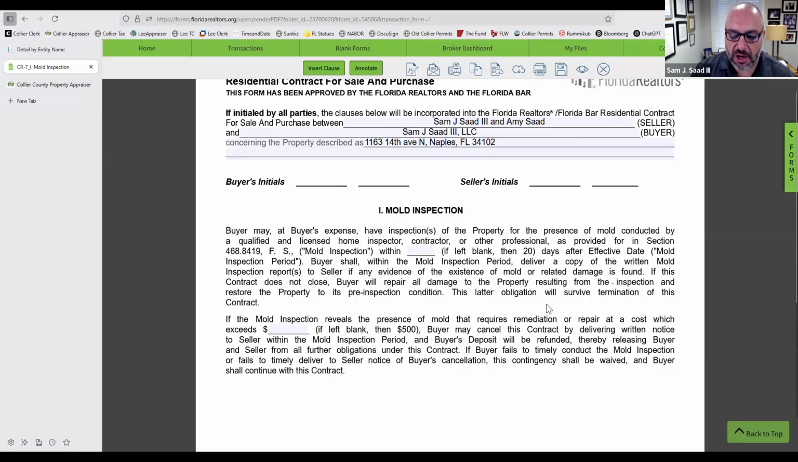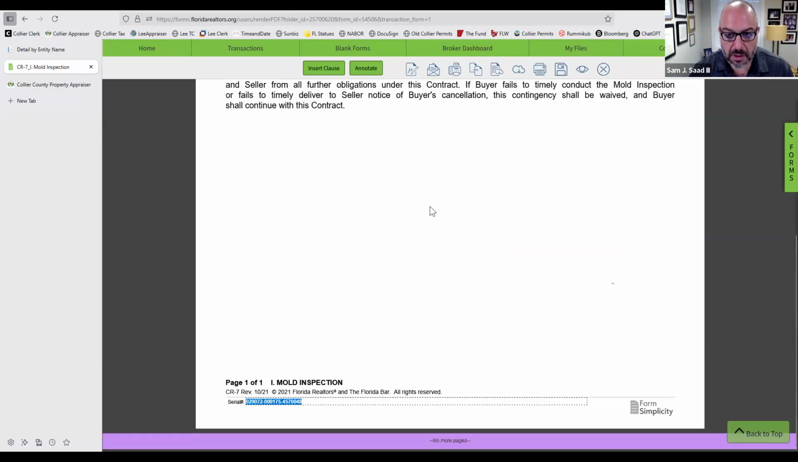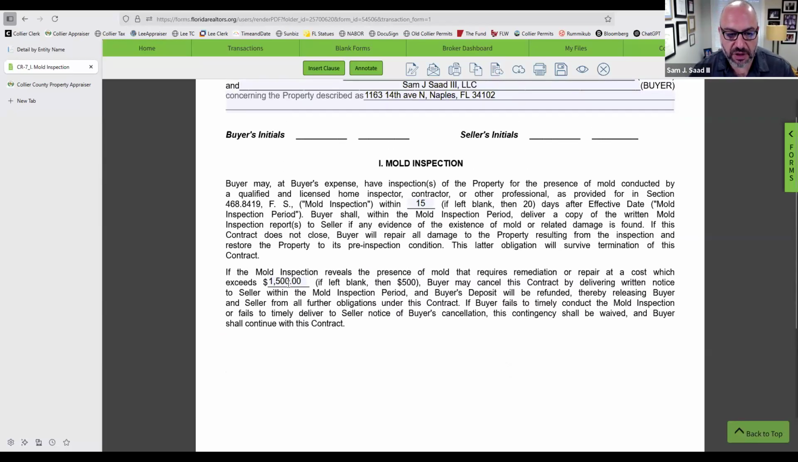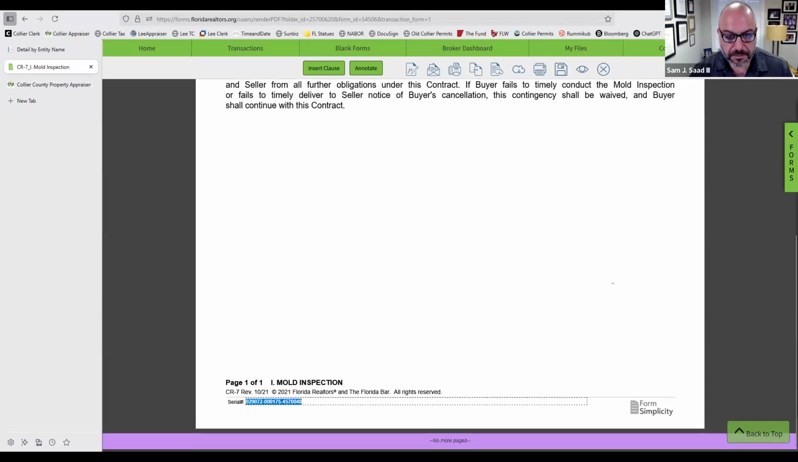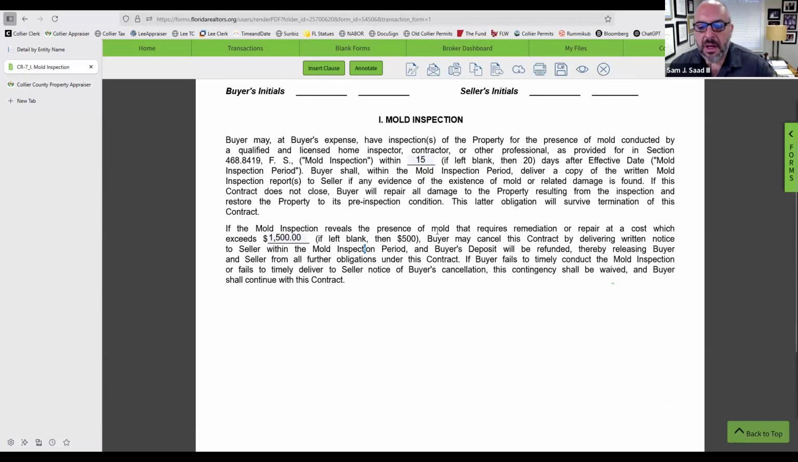We're going to give them the same period as we do for the inspection. So we're going to lower the default from 20 days to 15 days. And then we're going to say if the mold inspection reveals the presence of mold that requires remediation or repair at a cost that exceeds, you can't get anything done for $500. Let's just say $1,500. The buyer may cancel the contract by delivering written notice within the mold inspection period.